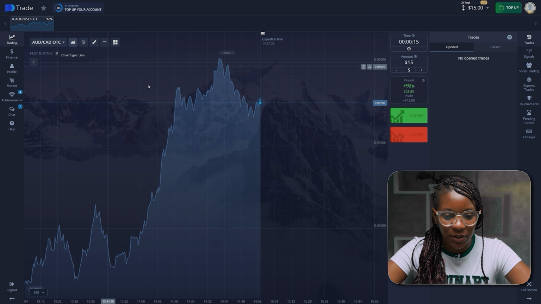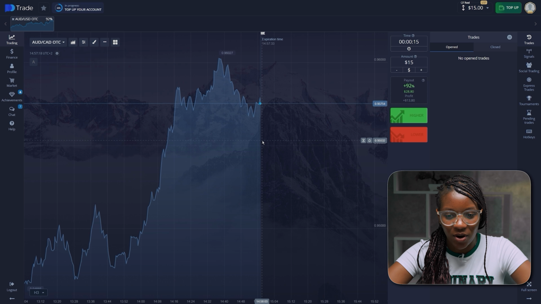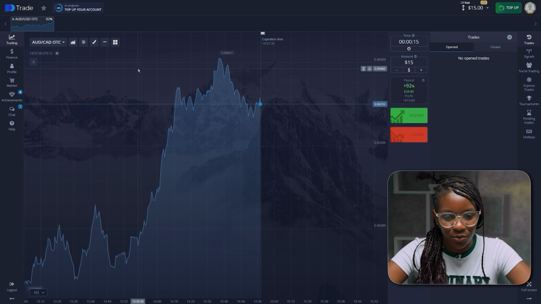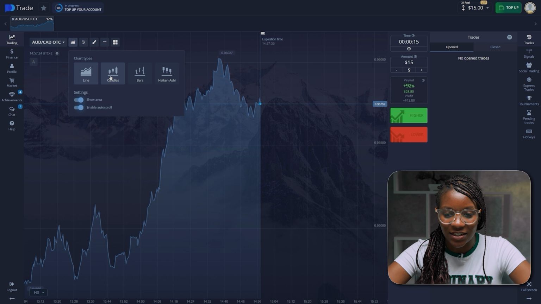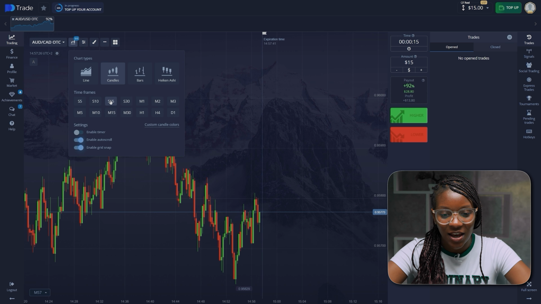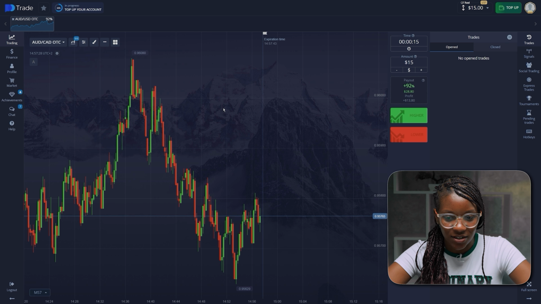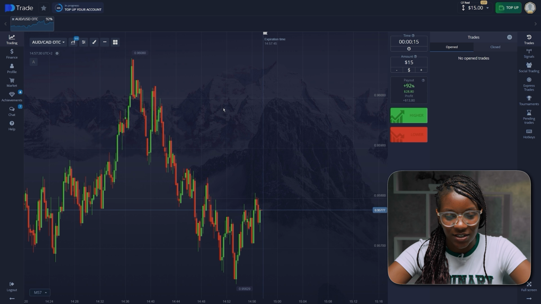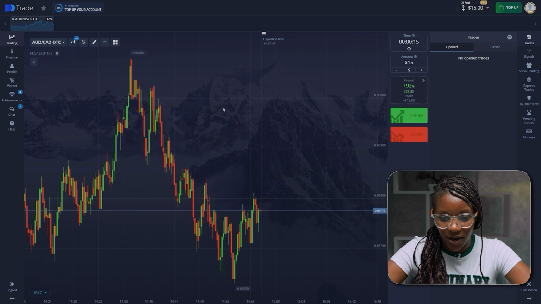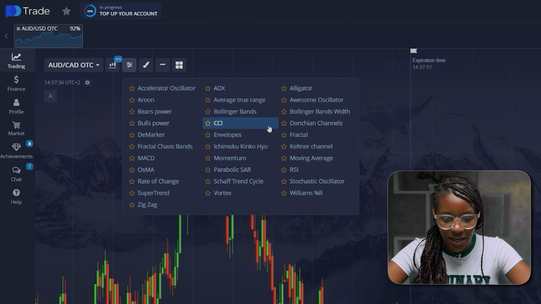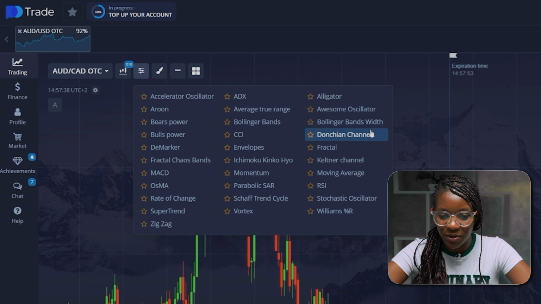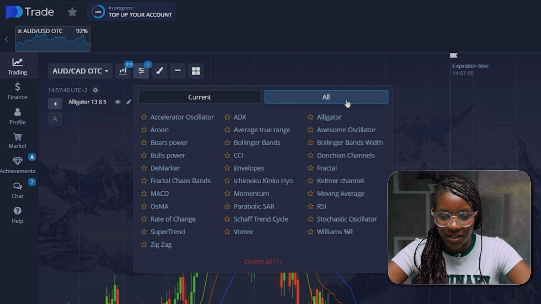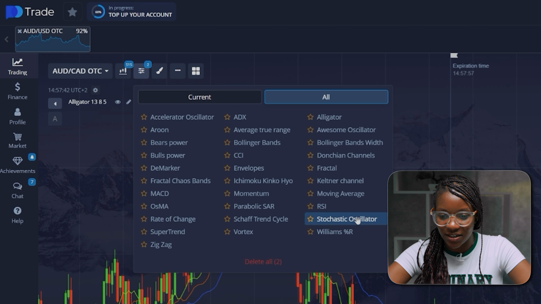Firstly, we have to display the graph so we will have a more readable and comfortable view. Click here, select candles, select the time frame for 15 seconds, then choose two indicators that will help us in trading today, with which we'll trade and make a profit. Click on indicators and select two indicators here. First one will be the alligator. Second is the stochastic oscillator.